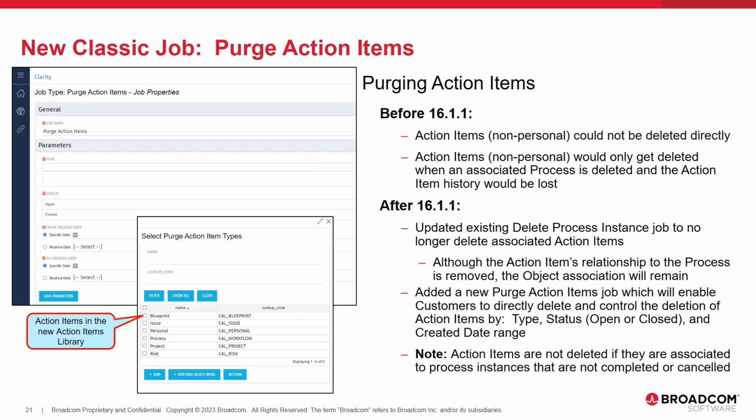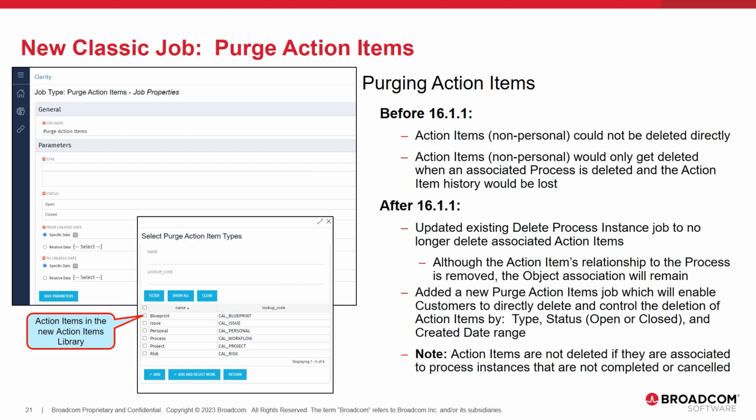Now we wanted to make some changes in the current release to give administrators more control over when these action items are getting deleted. So the first thing we did was we updated the existing delete process instance job so that it no longer deletes any associated action items to the process that's being deleted. So although you'll have some process action items that are no longer associated to the process since it may have been deleted, you will still retain the object's association to the action item.